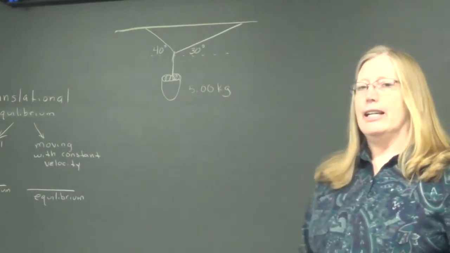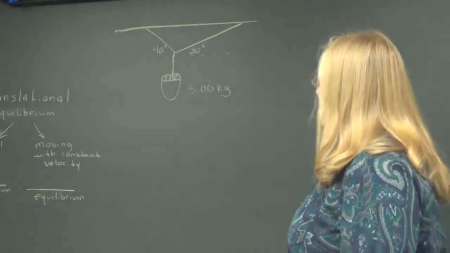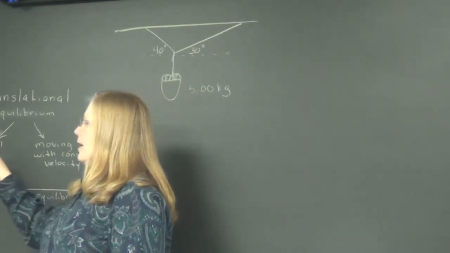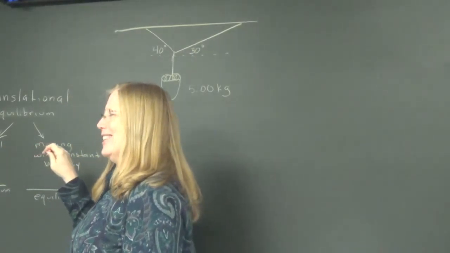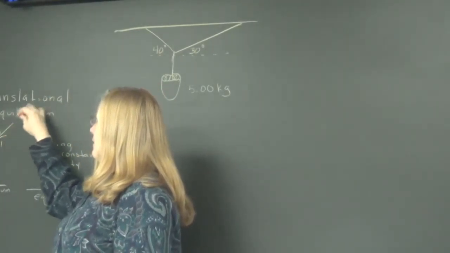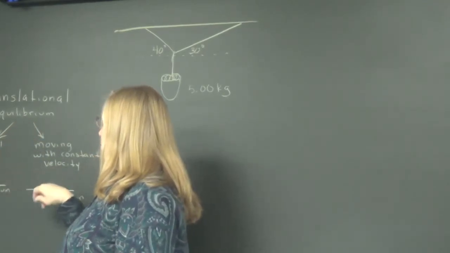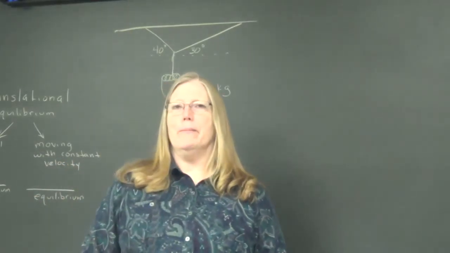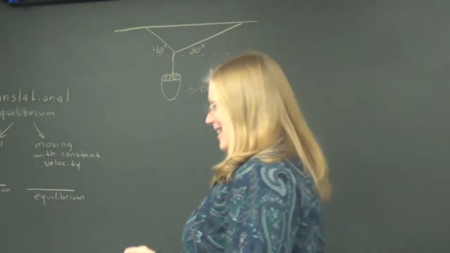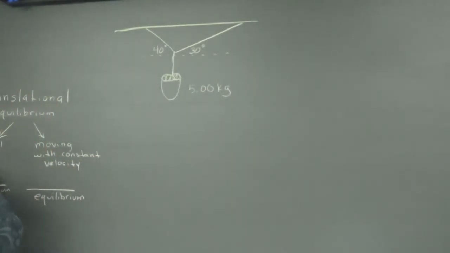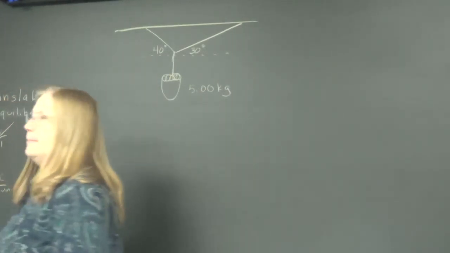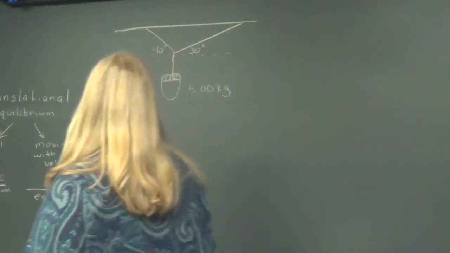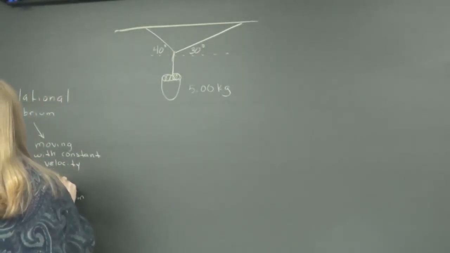We'd already added these. This is called translational equilibrium. Can you recall without looking at your notes? We divided translational equilibrium into two equilibriums. What was the still one, or the moving one? Brandon? Static equilibrium. All right, that's still. And the other one? Dynamic, good memory.